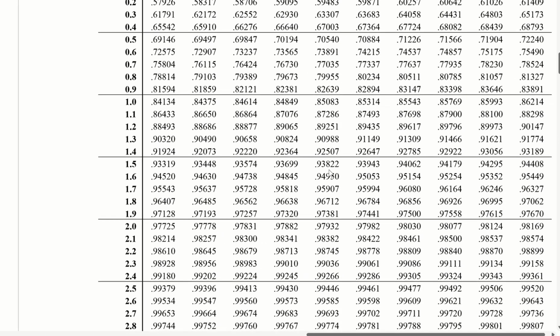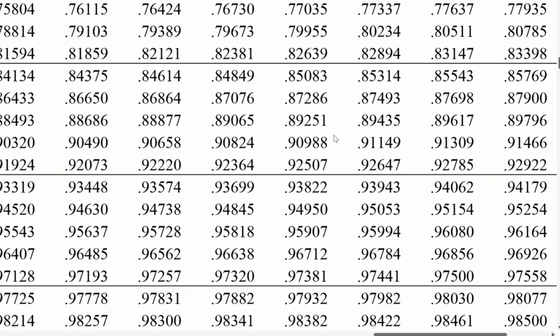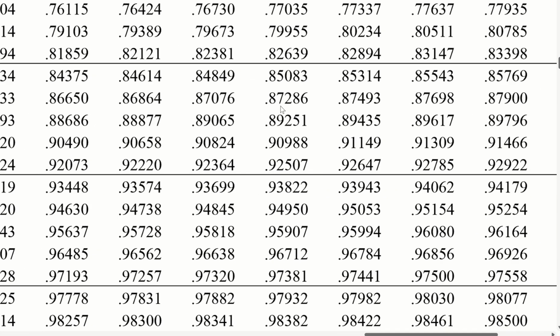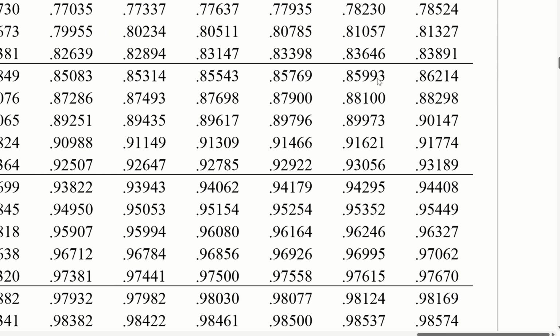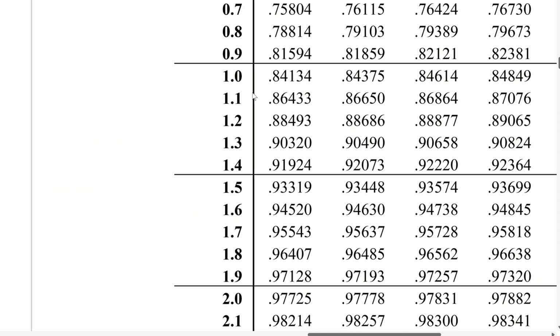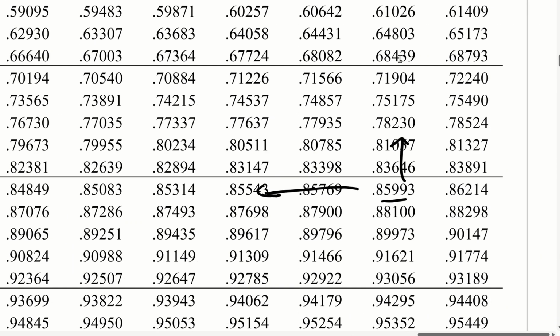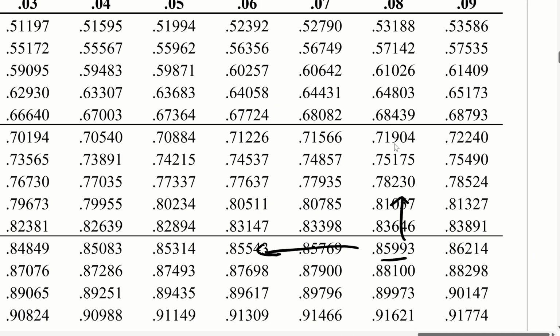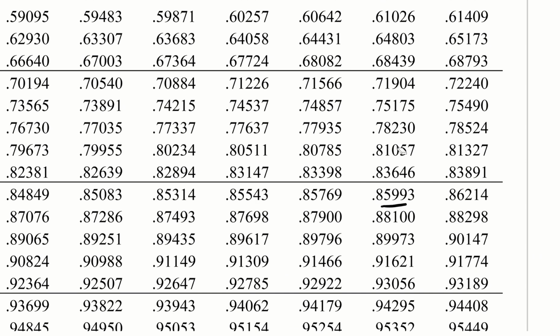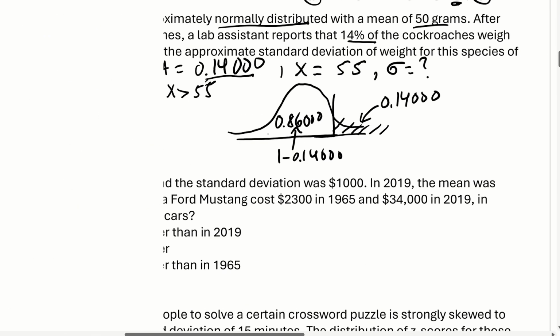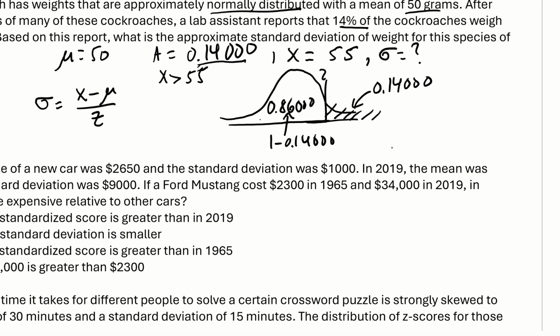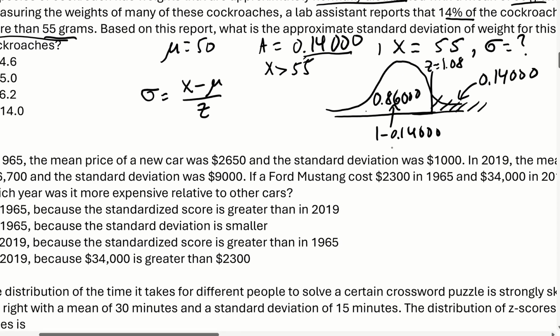0.8600. All right, so we got, this is really close to 0.8600, 0.85993. All right, so that means we're going to look further here and here to see what the z-scores are. Okay, so 1.08, 1.08. That has to be my z-score. So that means this z-score is 1.08. All right, so now we got our z-score. So now we can calculate it.